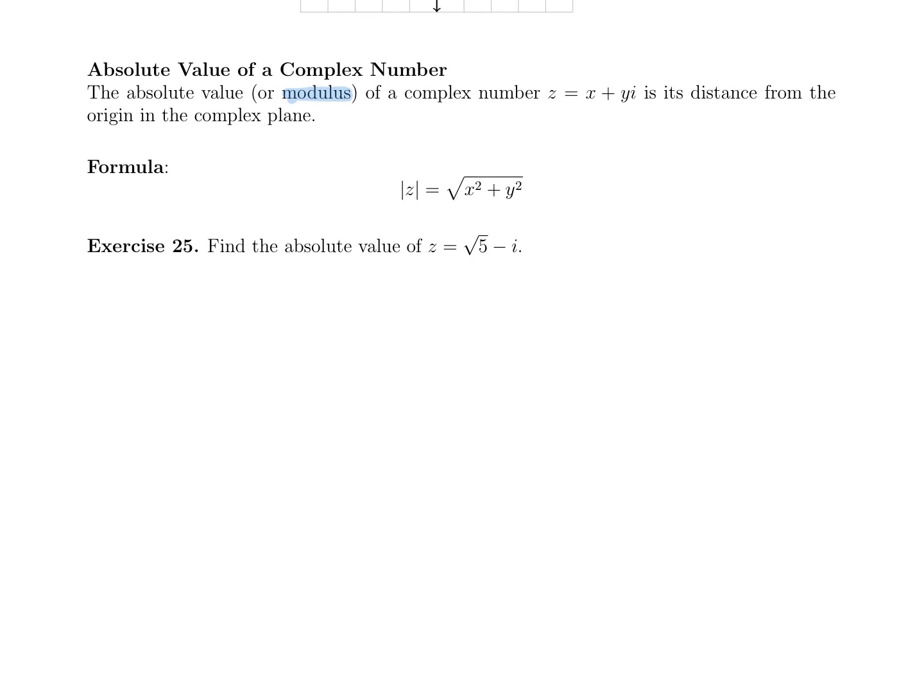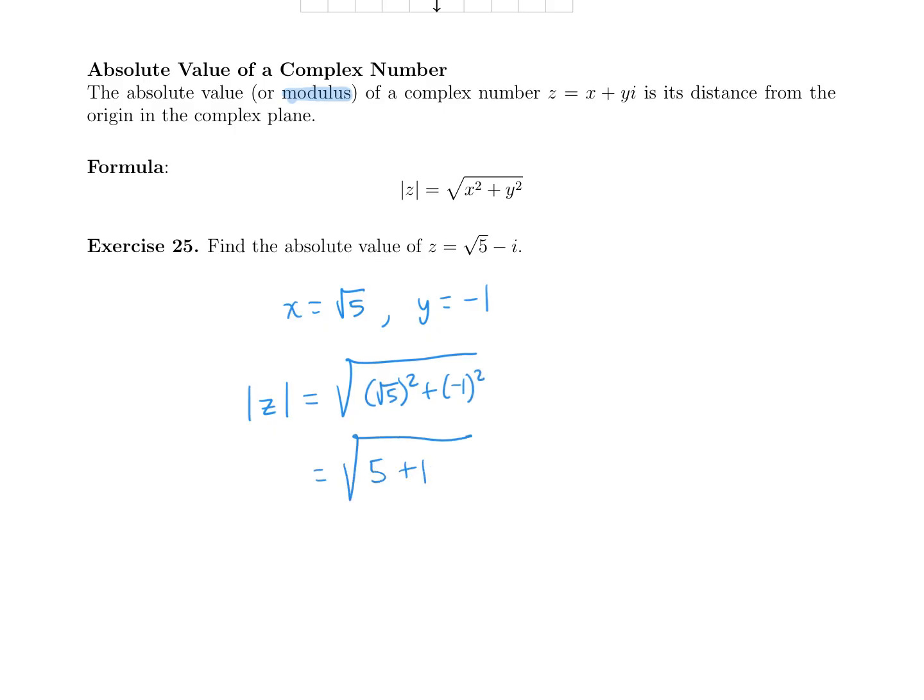Okay, so we have x equals radical 5. We have y equals -1. So the absolute value or the modulus is going to be the square root of 5 squared plus -1 squared, which is going to be 5 plus 1, which is the square root of 6. So that's known as a modulus. Okay, now let's go to the next page.